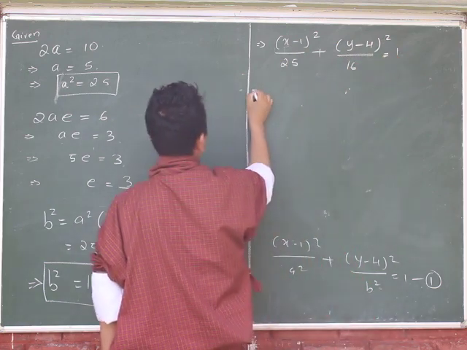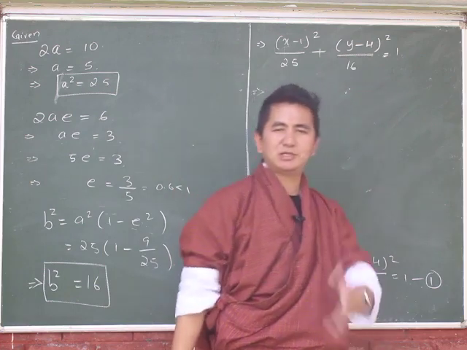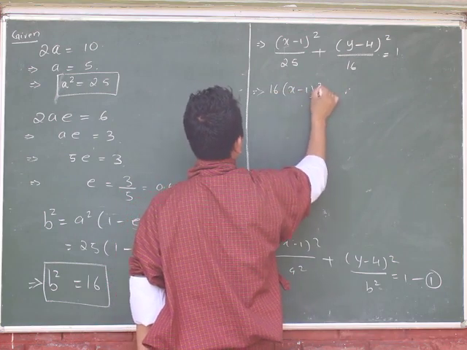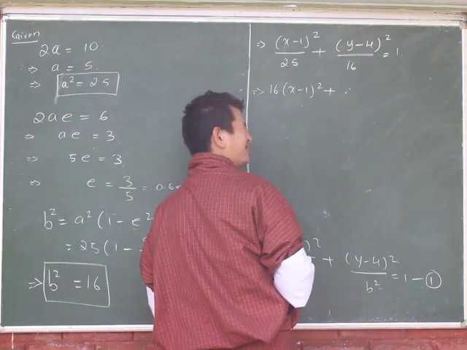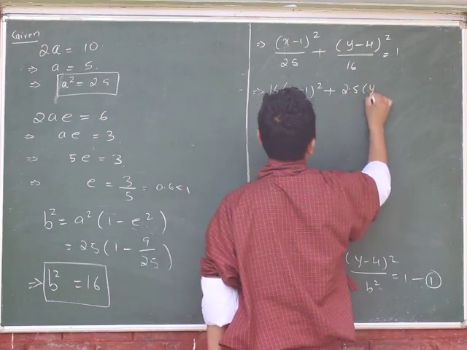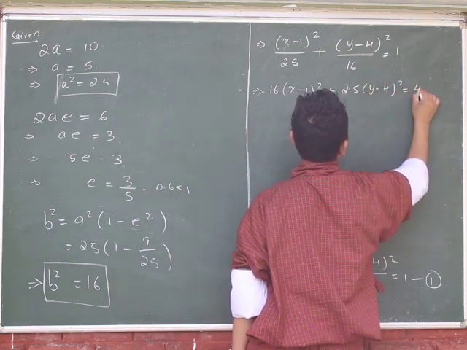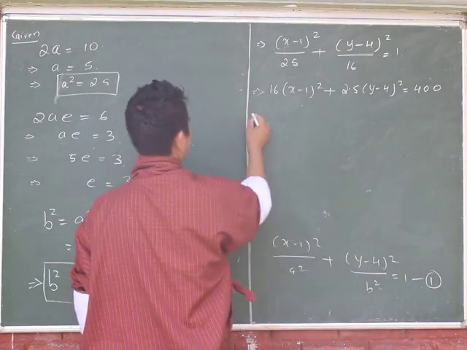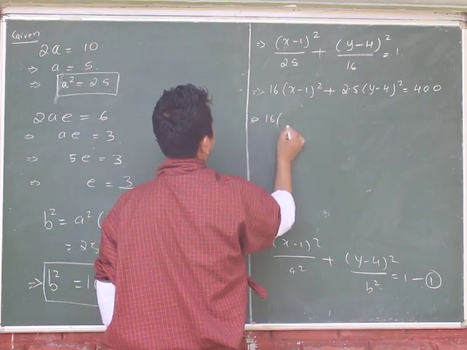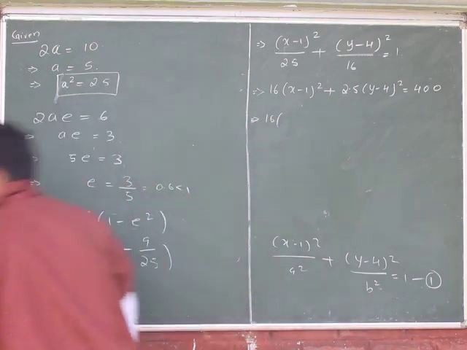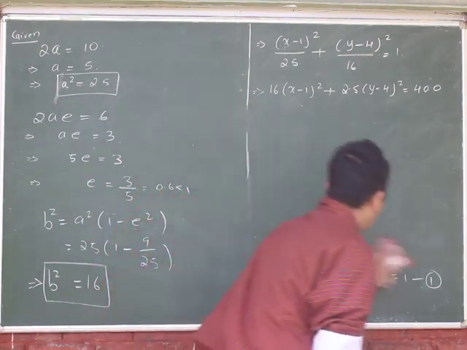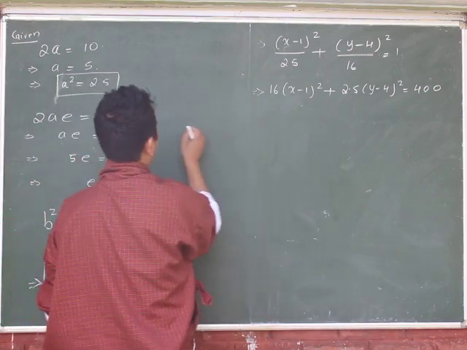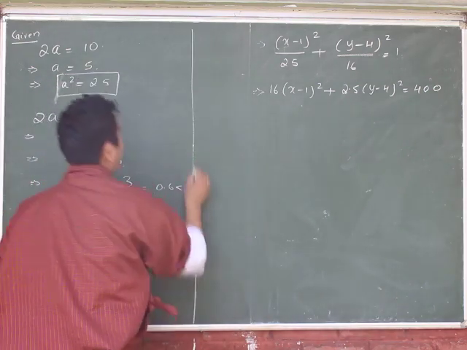Do you know the LCM of 25 and 16? It is 400. 400 divided by 25 is 16, so 16 times (x minus 1) whole square, plus 400 divided by 16 is 25, so 25 times (y minus 4) whole square, is equivalent to 400. Is that correct? Yes or no? I need more space because this is very long, so I will start writing from here. When you copy in your notebook, please make sure it is straight.